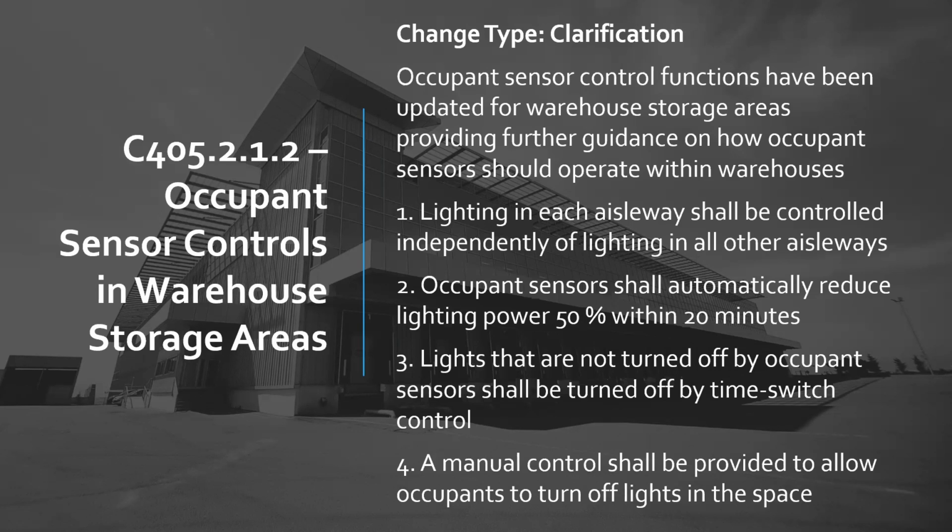If there is a manual control, basically it's saying that it shall be provided to allow occupants to turn off the lights in the space. They also want to know that if someone turns it off or on, will it actually go back to being automatic after a certain point? So there should be controls that are set up, not just a manual switch where you can flip it off entirely. Maybe it's a button that you push to actually turn it on, but it will go back to automatic settings after a certain time and still meet the requirements of these occupant sensor control functions for warehousing and storage areas.